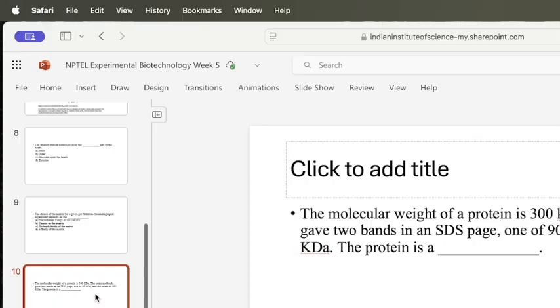Right. The next question is, the molecular weight of a protein is 300 kilodalton. The same molecule gave two bands in an SDS-PAGE, one of 90 kilodalton and the other of 180 kilodalton. The protein is a dash.